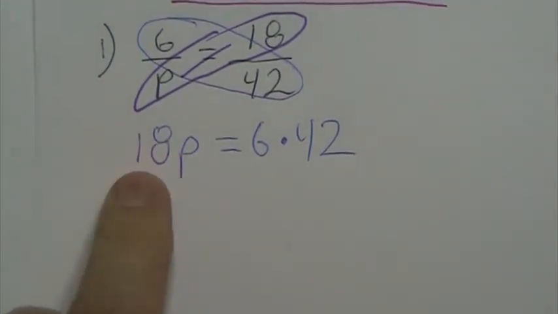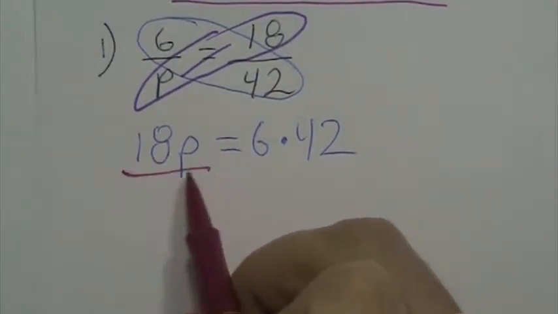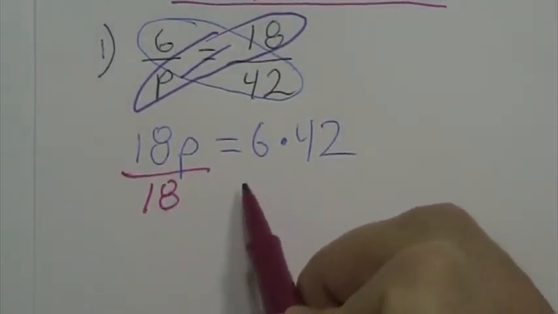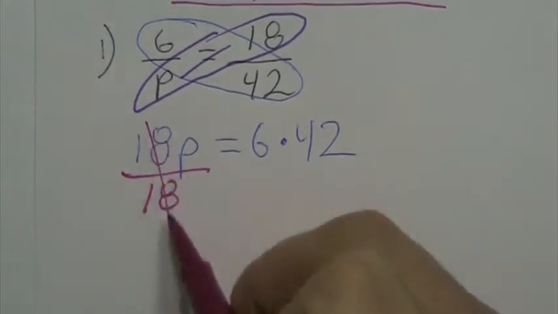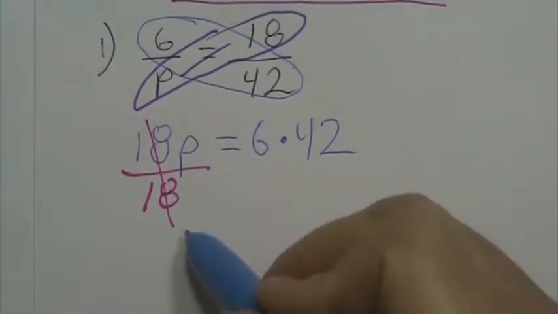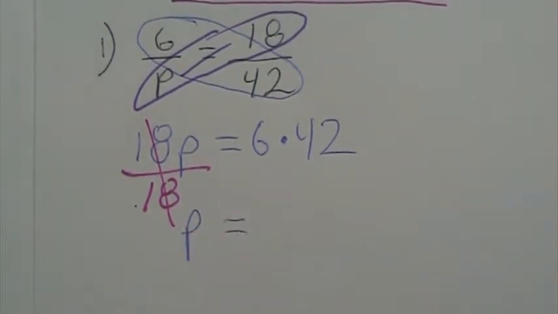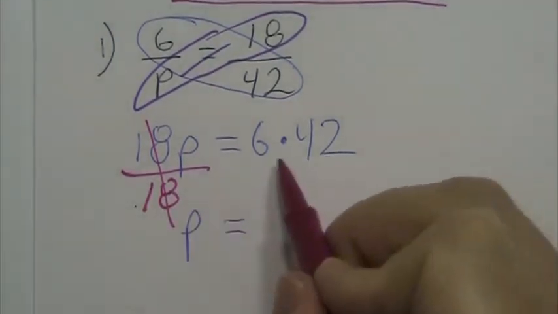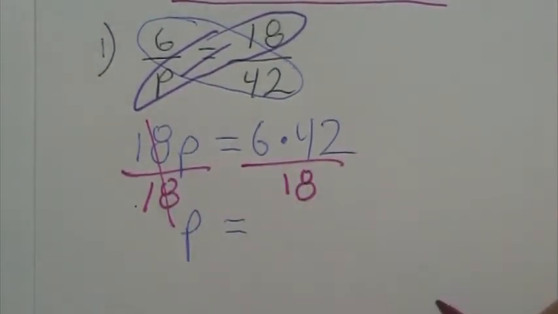Now we want the letter by itself. Well, that means we have to get rid of 18. To get rid of 18, I would simply divide by 18. See that? Because that's just 1. And that just leaves us with the letter P. Well, you have to do the same thing. If you divide by 18, you have to divide this side by 18. And this is what we want to calculate.